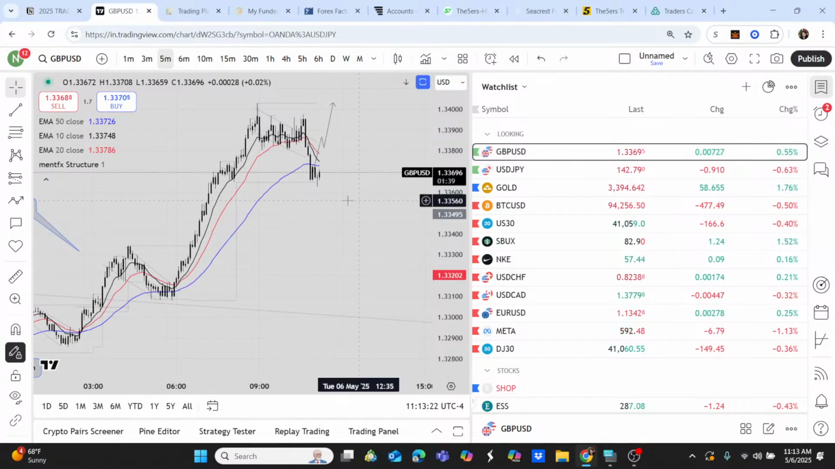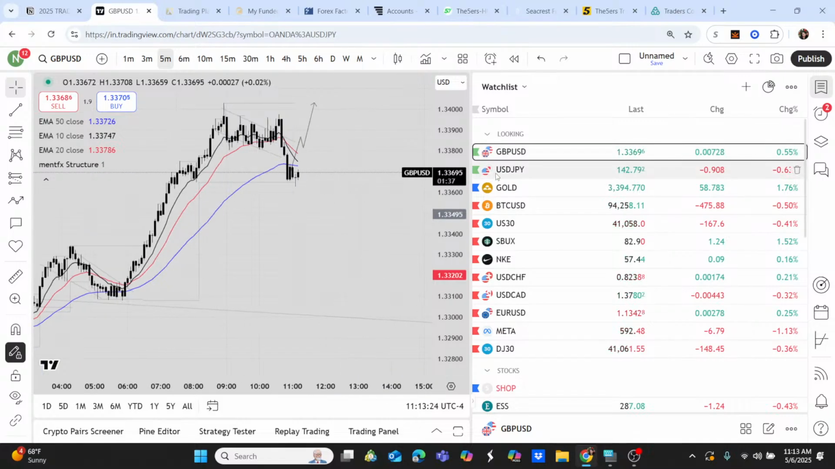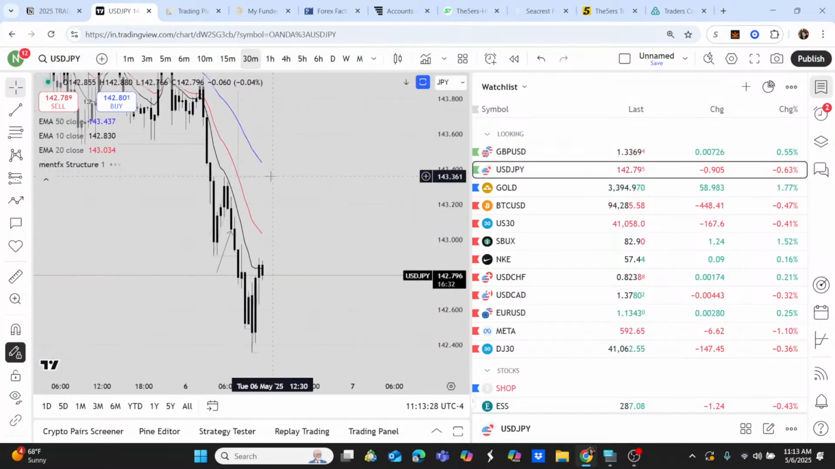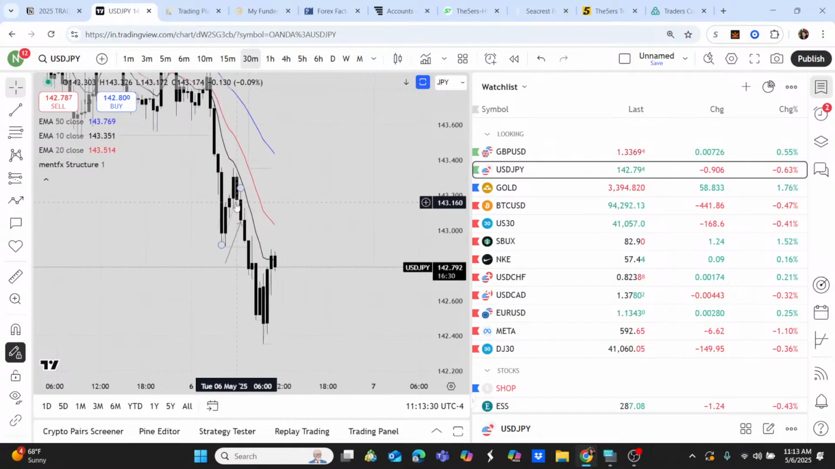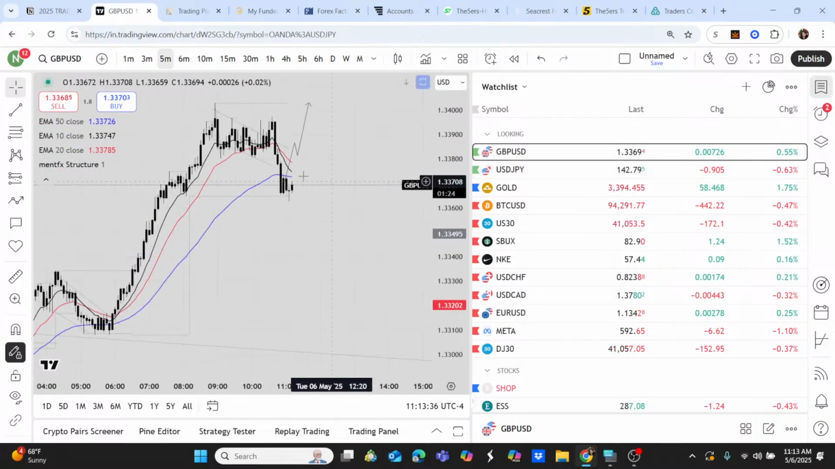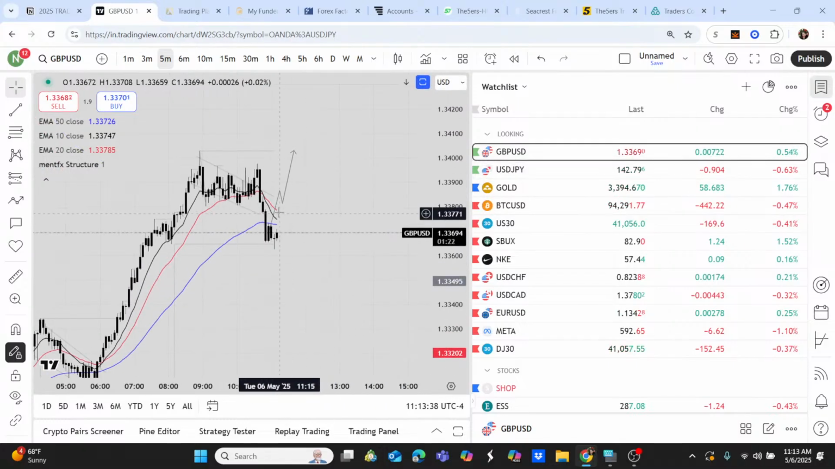Alright, so what's going on right here? Let me see. It's just the same thing. Nothing to do right now. Just still waiting for the same movement to happen. Same thing for GBP USD, same type of movement. Just waiting.